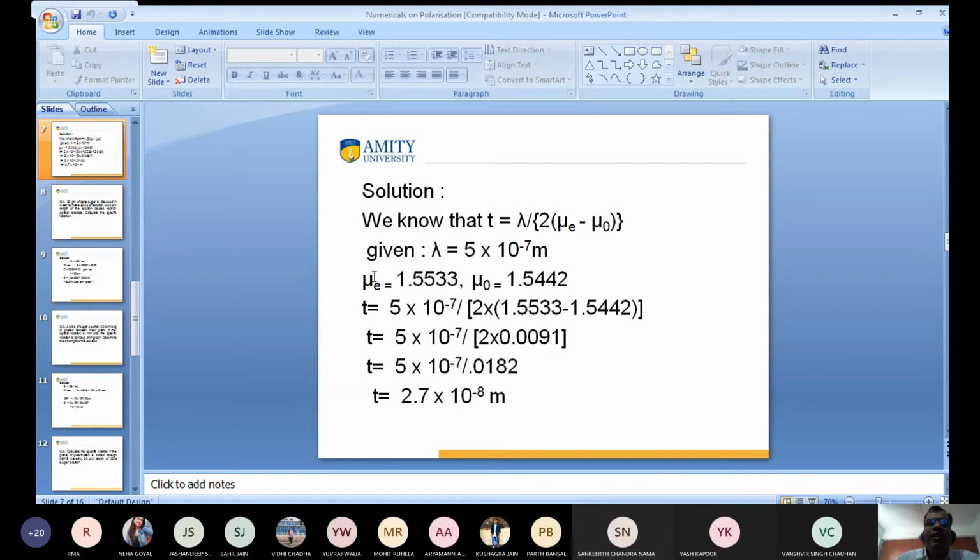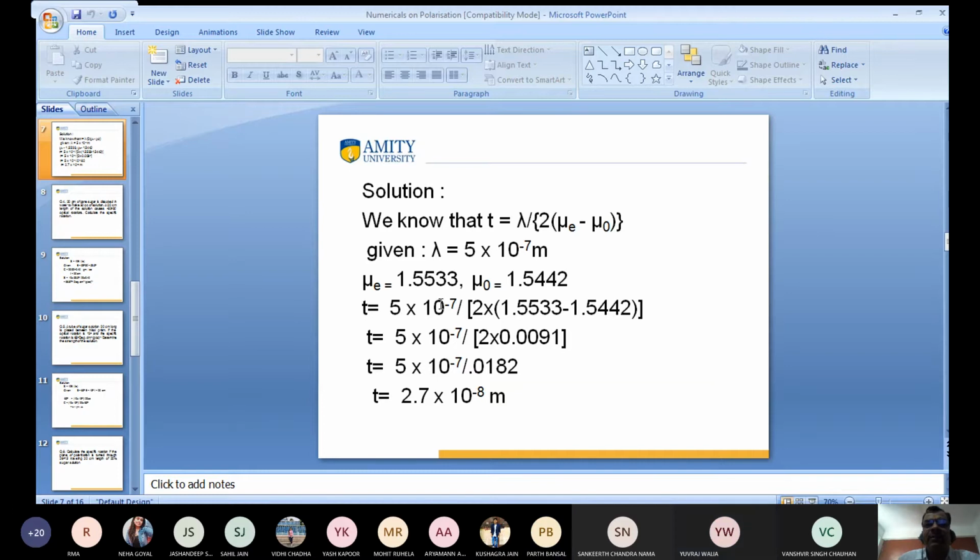The mu E, refractive index of the extraordinary light, is given as 1.5533 and the refractive index of the ordinary light is given as 1.5442. Yes or no? It is given. So thickness T is equal to, I think it should be minus 5 only. Yes, sir, 10 raised to power minus 5. Okay, don't worry, I'll just check.